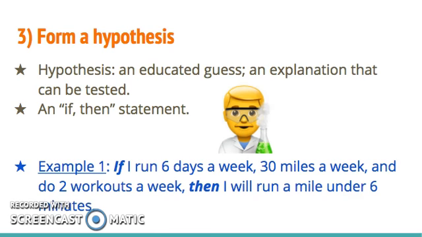Another way to put a hypothesis is it's an if-then statement. So a lot of times when we write hypotheses, they end up being if this happens, or if I do this, then this is going to happen. So for my example, I'm going to say, if I run 6 days a week, 30 miles a week, and do 2 workouts a week, then I will run a mile under 7 minutes. So my new workout routine, if I have a new workout routine, then I'll be able to reach my goal of under 7 minutes.